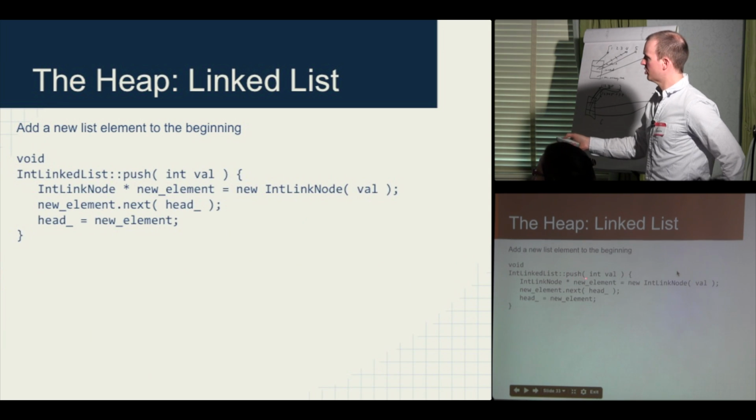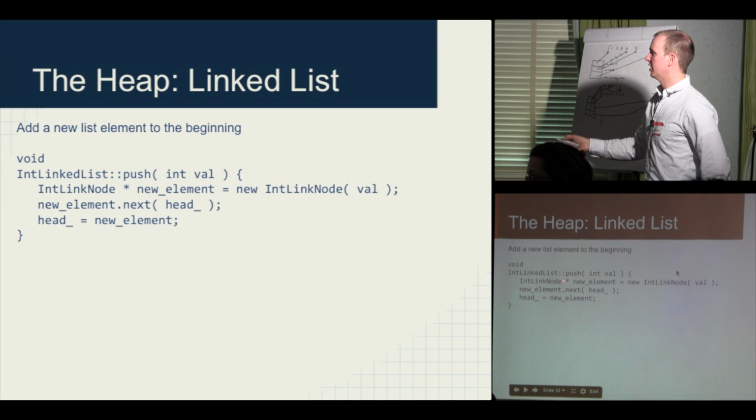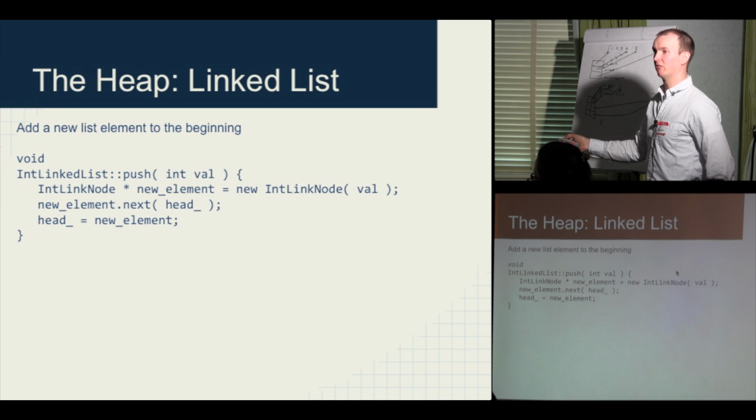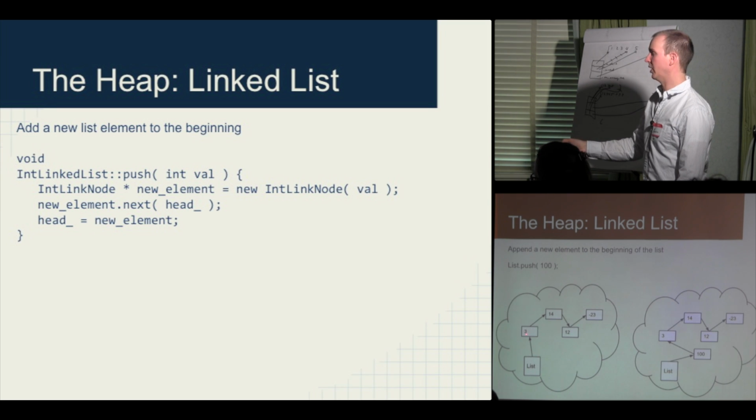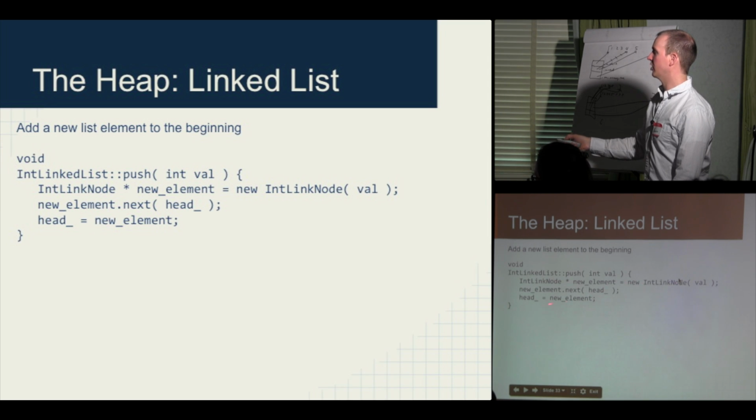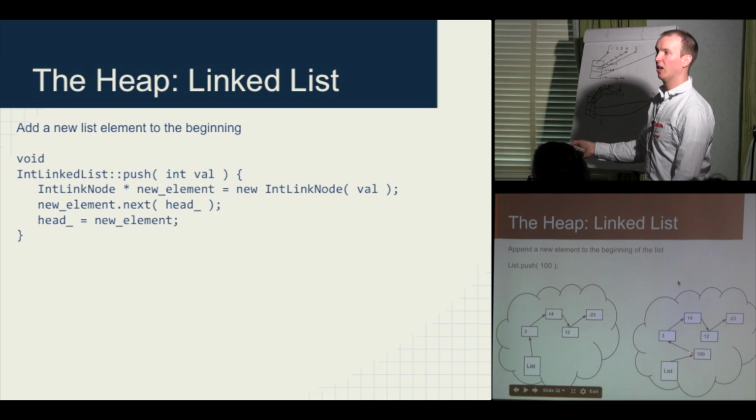So this is the function push. You're going to declare a pointer to this new element and allocate it with new. You say new element dot next is going to be the current head pointer for the node. So in this case, there's a pointer to 3, and you're going to copy that pointer to your new node. And then you're going to say the new head pointer is the new element. So that list now points at that new element.